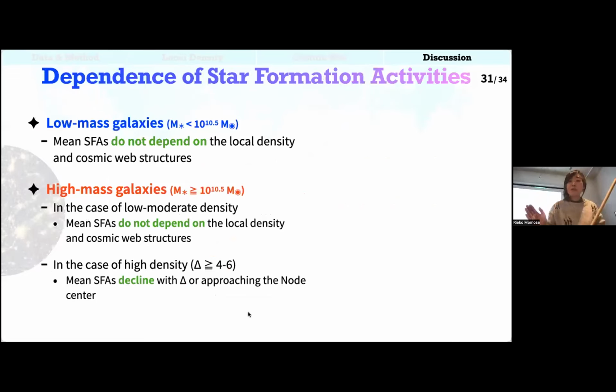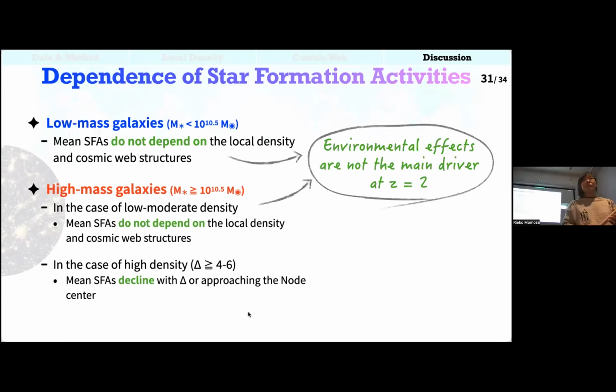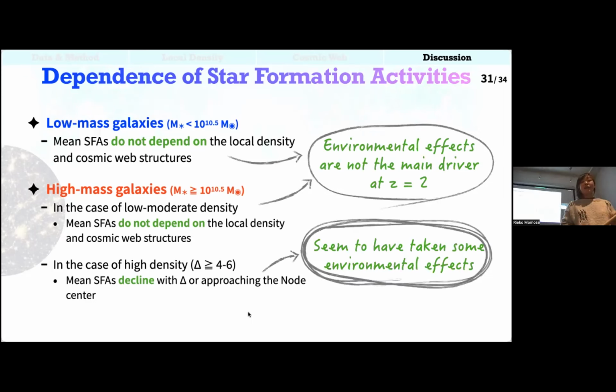So summarizing our star formation activities results, we found no dependence of star formation activities in low mass galaxies on both small scale and large scale cosmic web. On the other hand, high mass galaxies show a drop in star formation activities at high density regions, or toward the node, although their star formation activities are about the same in low density environments. So those results conclude that generally, environmental effects are not the main driver of galaxy evolution at redshift 2 universe. But there seems to be an environmental effect on high mass galaxies in dense environments.